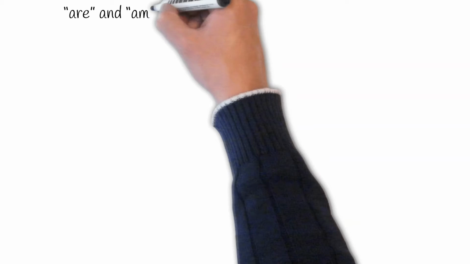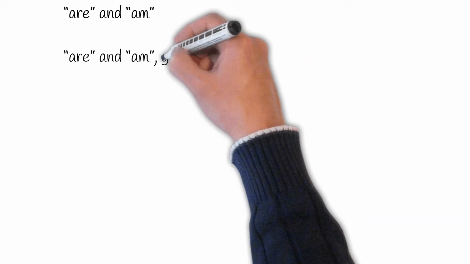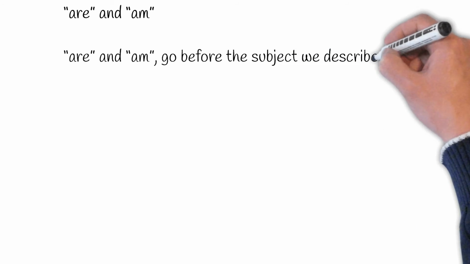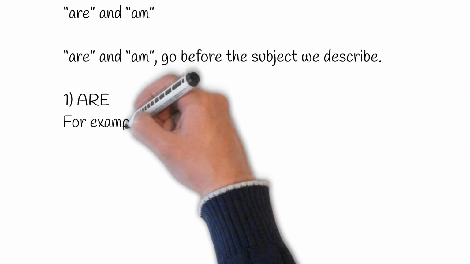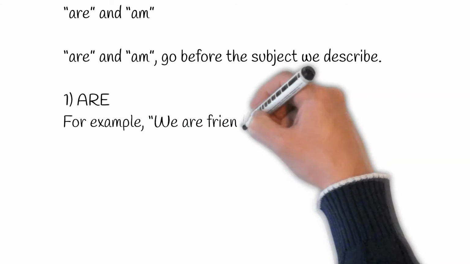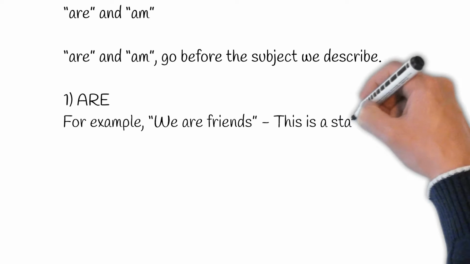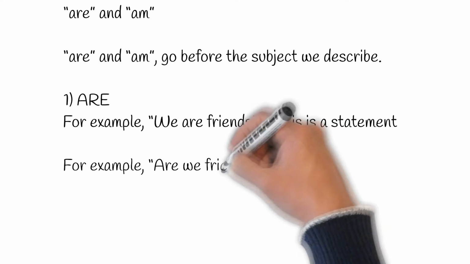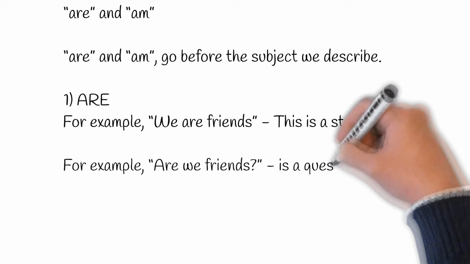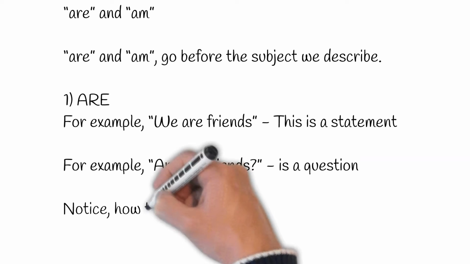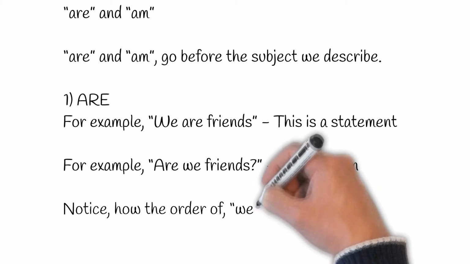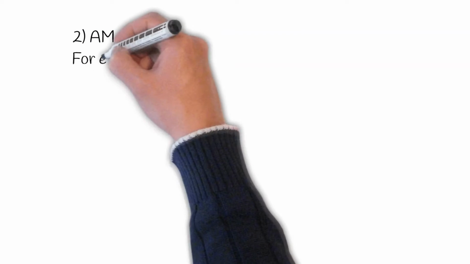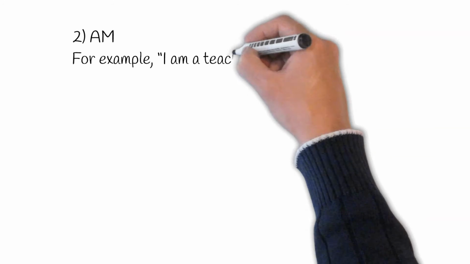Now let's look at the words am and are. The words are and am have in common that they both go before the subject we describe. Let's take the subject friends to demonstrate this. Let's first examine the case of are through the following examples. We are friends. This is a statement. Are we friends? This is a question. Have you noticed how the order of we and are switch depending on whether we are forming a question or statement?